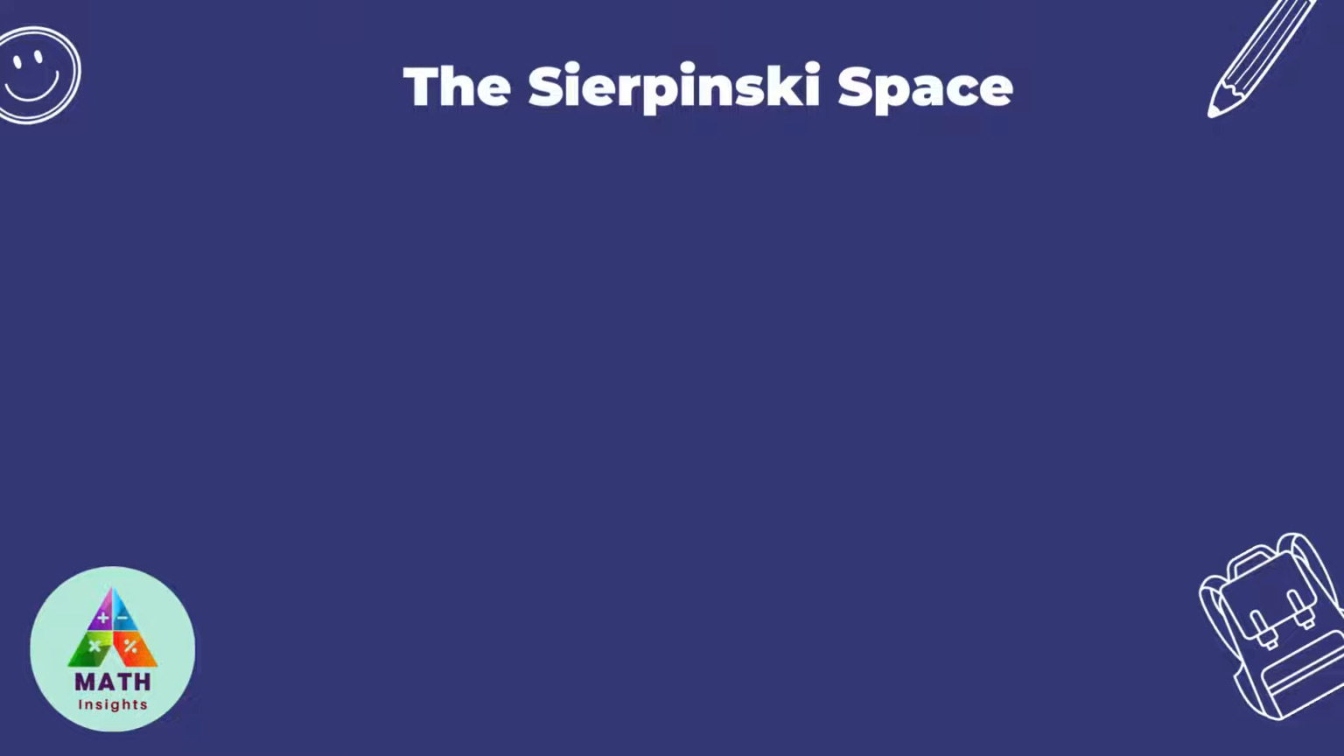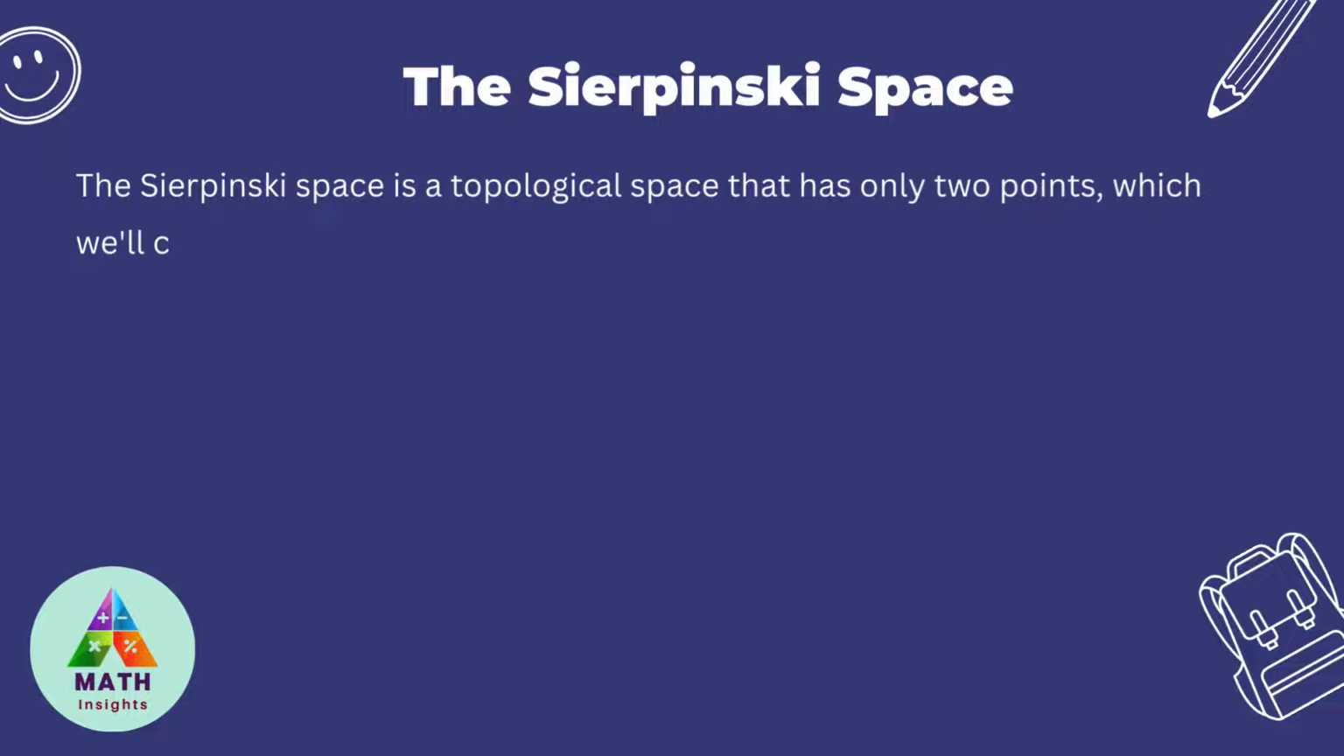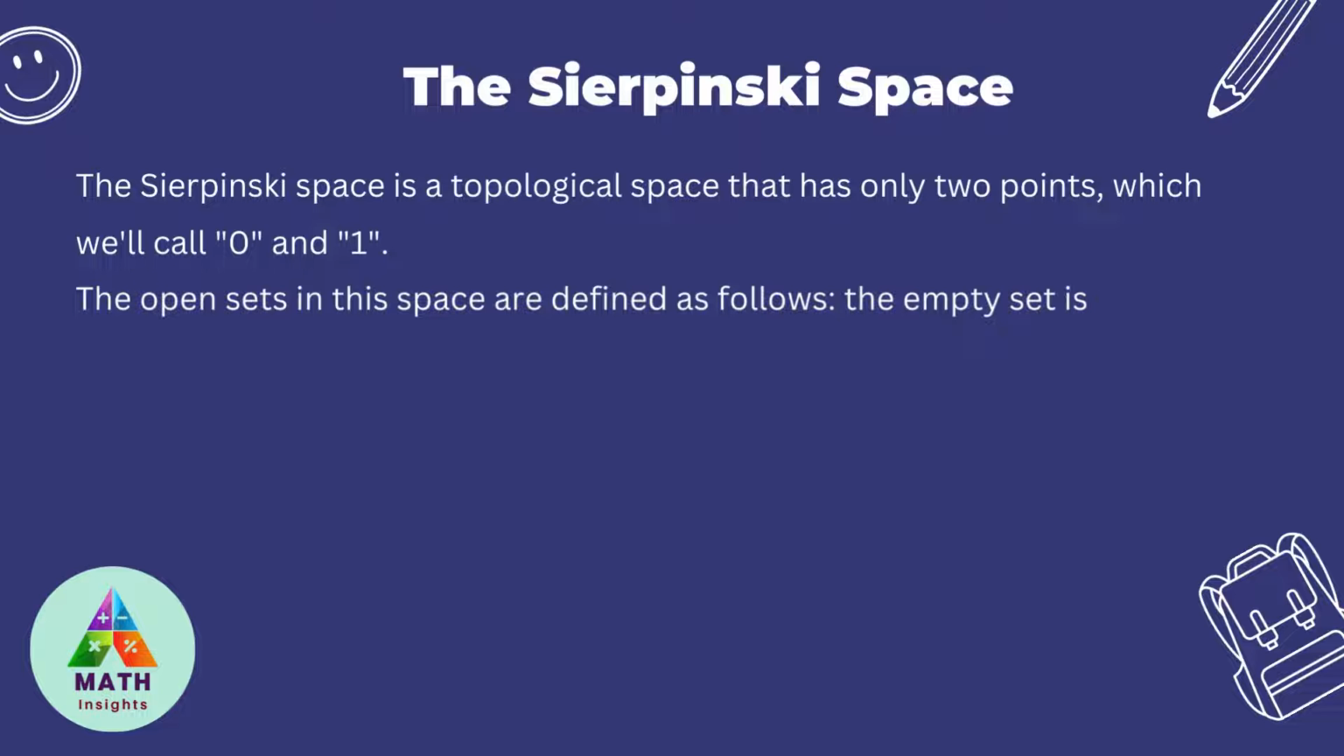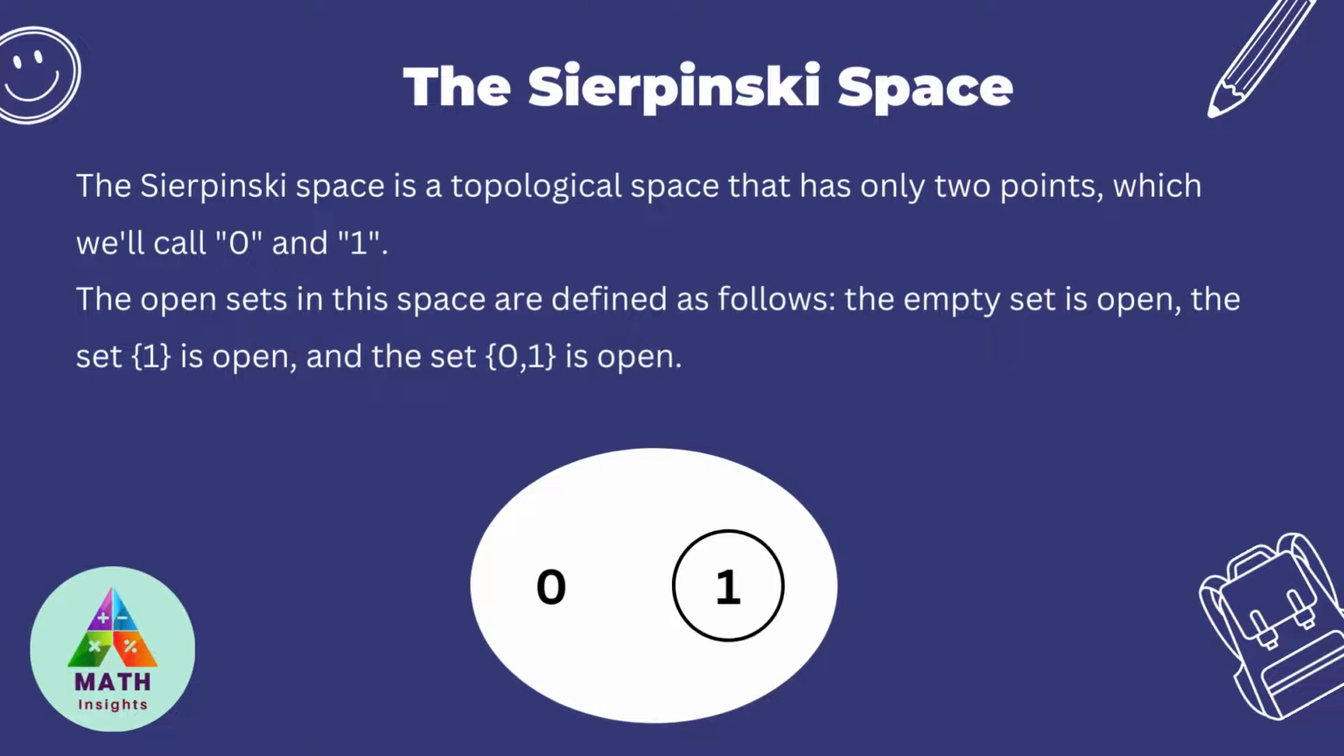Next example is the Sierpinski space. The Sierpinski space is a topological space that has only 2 points, which we'll call 0 and 1. The open sets in this space are defined as follows. The empty set is open, the set {1} is open, and the set {0, 1} is open. Look at the shape, which represents Sierpinski space.